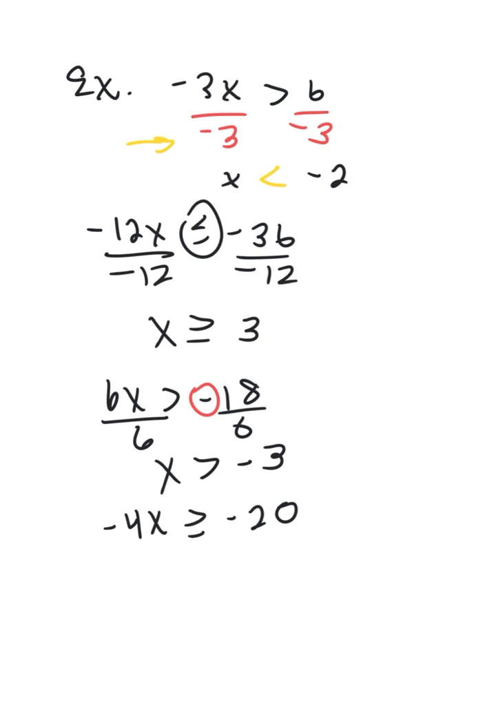Negative 4x is greater than or equal to negative 20. We are dividing by negative 4. We will flip the inequality symbol, and we have x is less than or equal to 5.